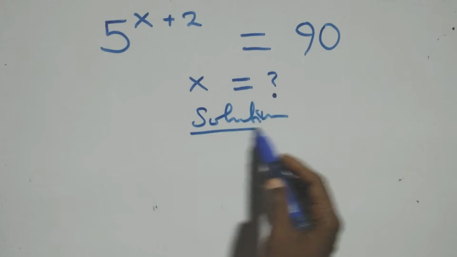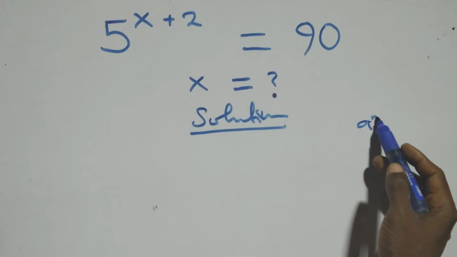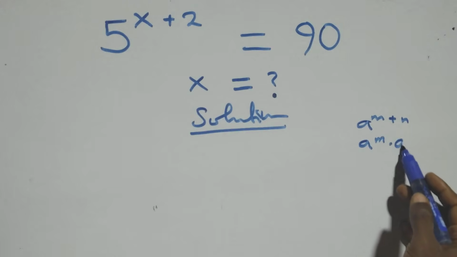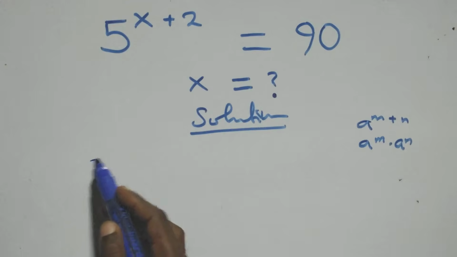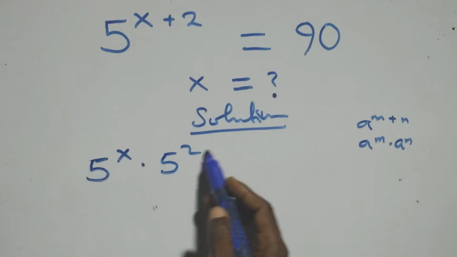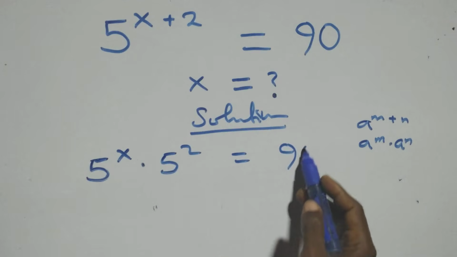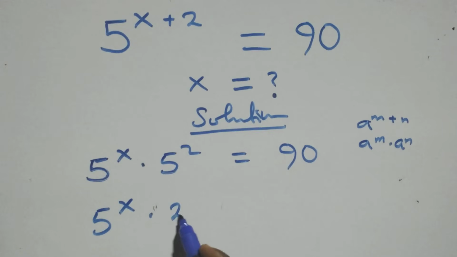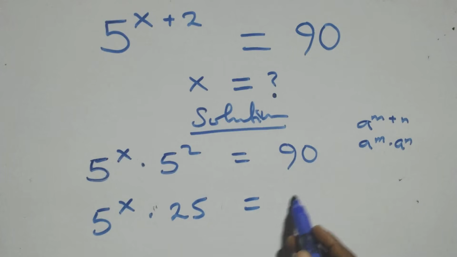And what we have here follows when we have a raised to power m plus n, which is a raised to power m times a raised to power n. And here we have 5 raised to power x times 5 squared equals 90. From here, the next step can be written as 5 raised to power x times 5 squared, 5 times 5, that's 25, equals 90 on this side.